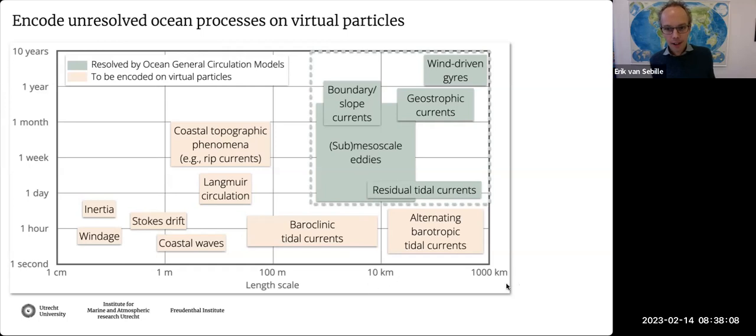And this is the space-time diagram that you've all seen before, I assume. But here I've drawn it in such a way that this is now all the processes that are important for the transport of plastic that are captured or resolved by ocean general circulation processes, or the velocities associated with those. The gyres, geostrophic currents, the residuals of the tidal currents nowadays are actually resolved. Boundary slope currents, submesoscale eddies, up to, well, the best ocean general circulation models can now do that up to a few hundred meters or so.